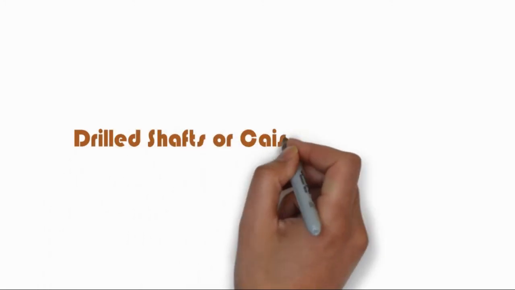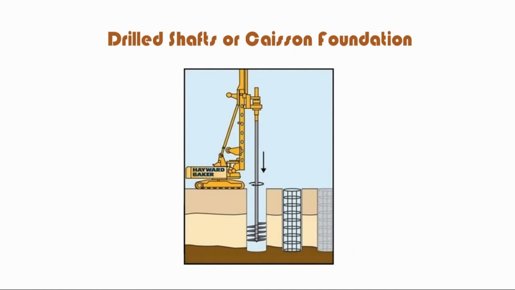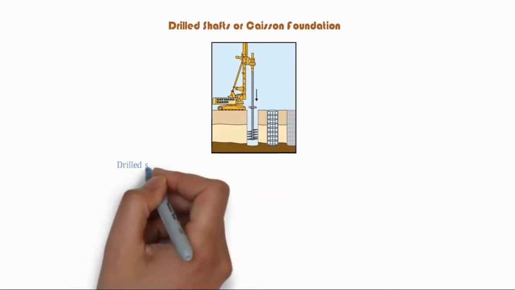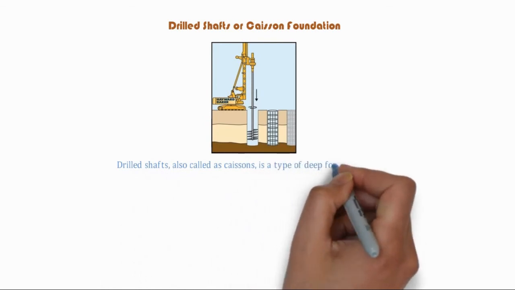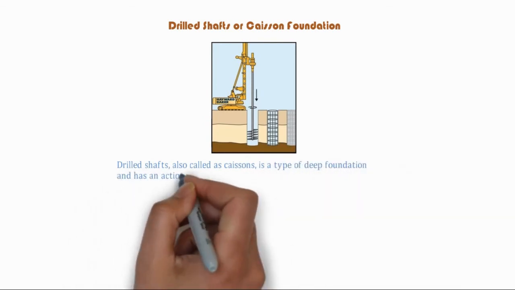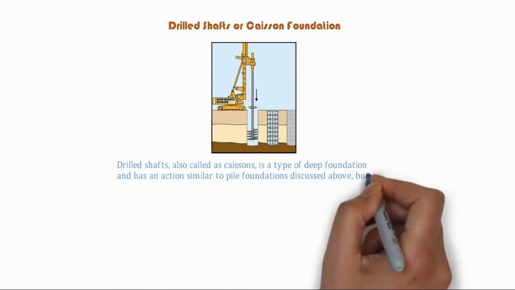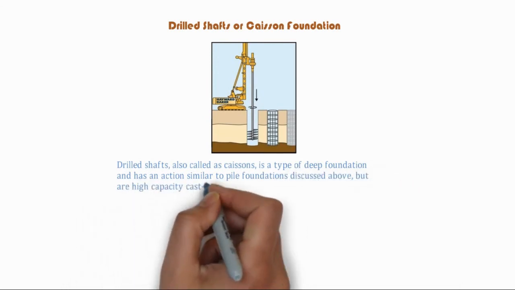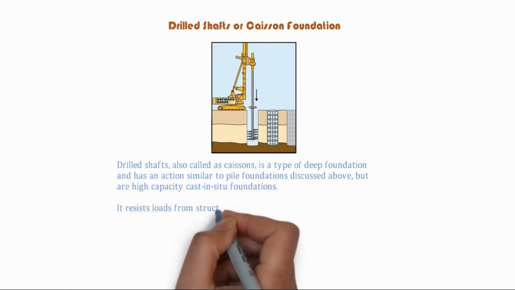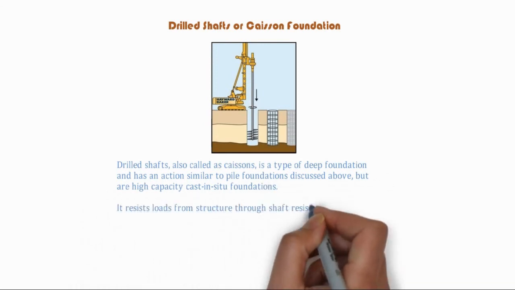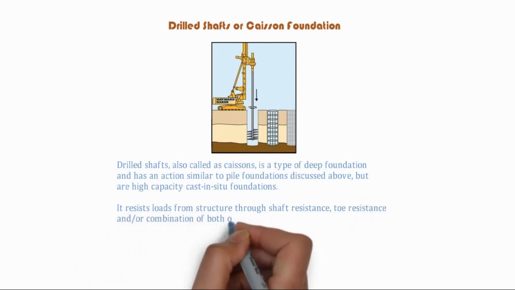Drilled shafts, or caisson foundation. Drilled shafts, also called as caisson, is a type of deep foundation, and has an action similar to pile foundations, but are high-capacity cast-in situ foundations. It resists loads from structure through shaft resistance, toe resistance, or combination of both of these. The construction of drilled shafts, or caisson, is done using an auger.